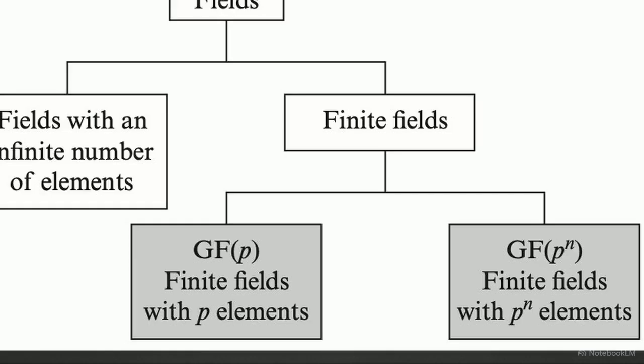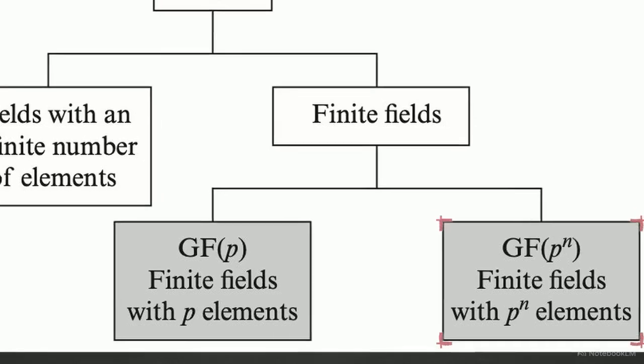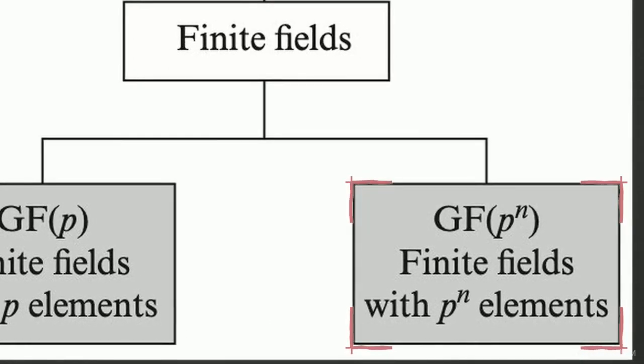As Évariste Galois proved, finite fields exist for prime numbers, but also if the total elements equal a prime number raised to a power. The box in the lower right, labeled GF of p to the power of n, represents the specific mathematical structure serving as the backbone of digital cryptography.